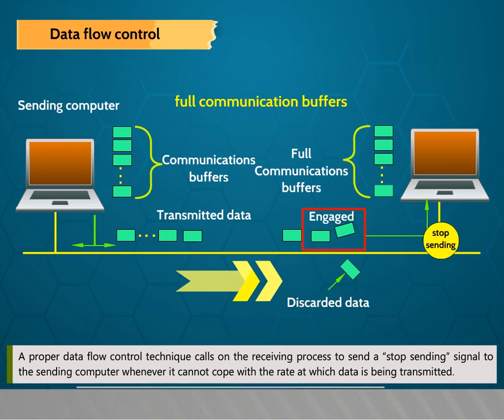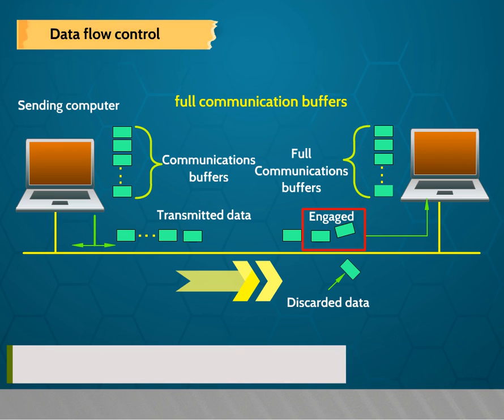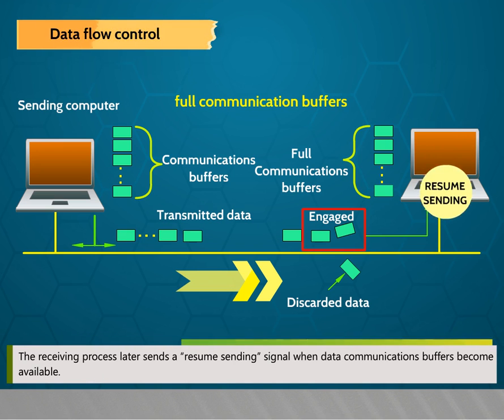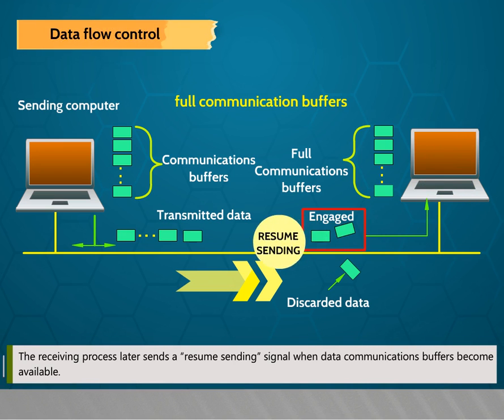A proper data flow control technique calls on the receiving process to send a stop sending signal to the sending computer whenever it cannot cope with the rate at which the data is being transmitted. The receiving process later sends a resume sending signal when data communications buffers become available.